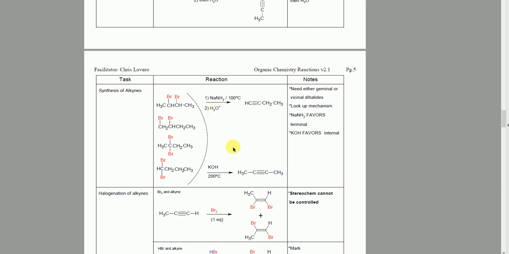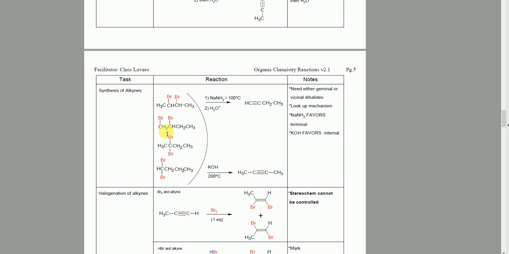All right, and if I want to make an internal alkyne, I have to use KOH at 200 degrees Celsius. So strong bases in extreme conditions, a lot of heat, and this is how we're going to force the triple bond to form. The way that we do this, we use either vicinal or geminal dihalides. So usually dibromide, but vicinal is when the two bromines are one carbon away from each other, so they're not on the same carbon. And geminal is when they're on the same carbon, like this, okay? And I can use any position. Any position will give me any one of these.